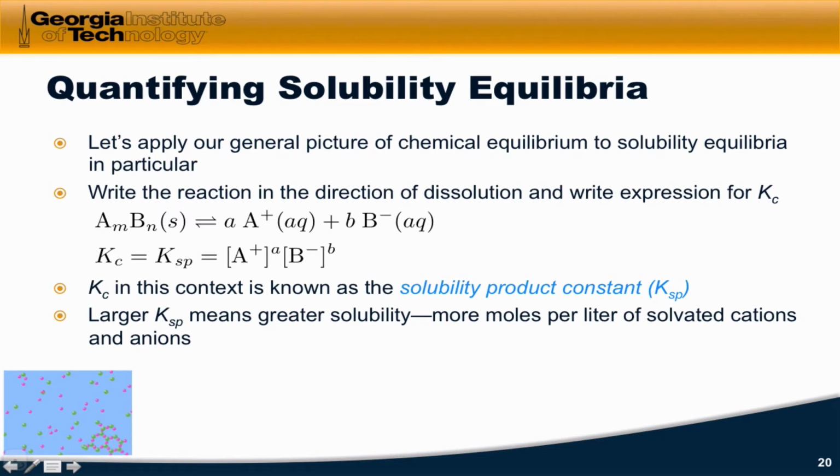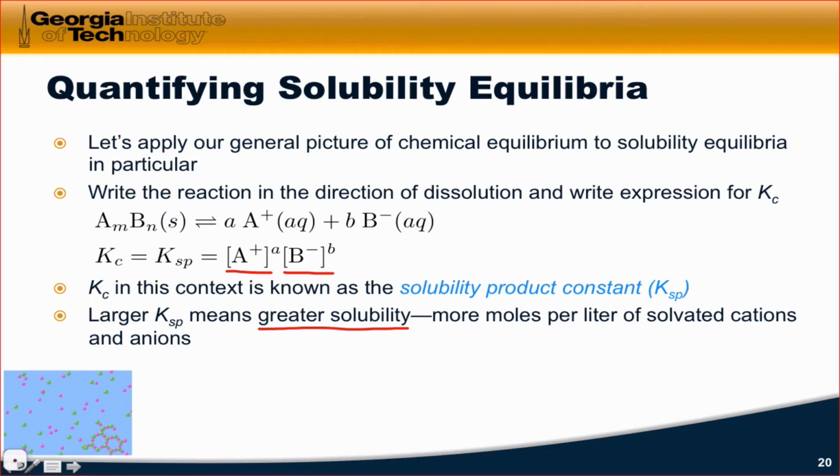Intuitively, what is a large KSP telling us? Well, as we saw before, a larger value of K indicates that products are favored. That means a large KSP corresponds to greater solubility, larger concentrations of the dissolved ions A plus and B minus at equilibrium. Ultimately, because all of the dissolved ions must have come from solid starting material, we can trace this back to more moles per liter of the starting solid dissolved in solution.